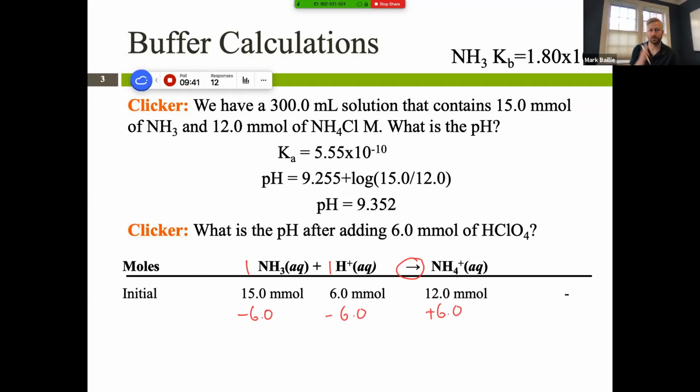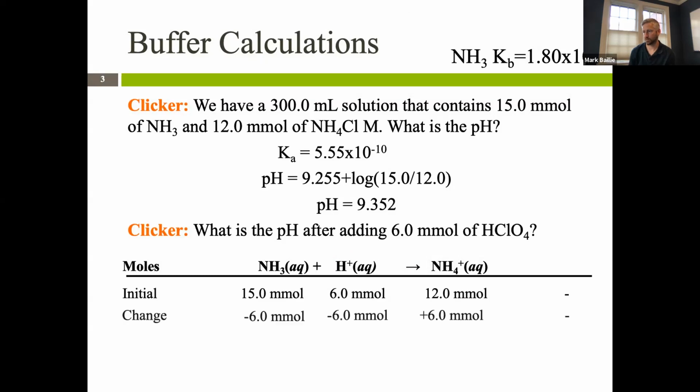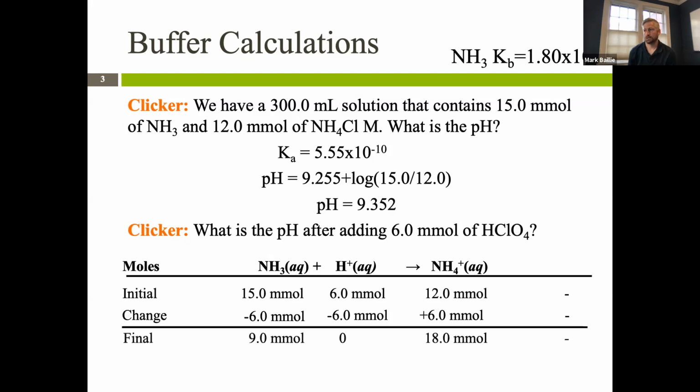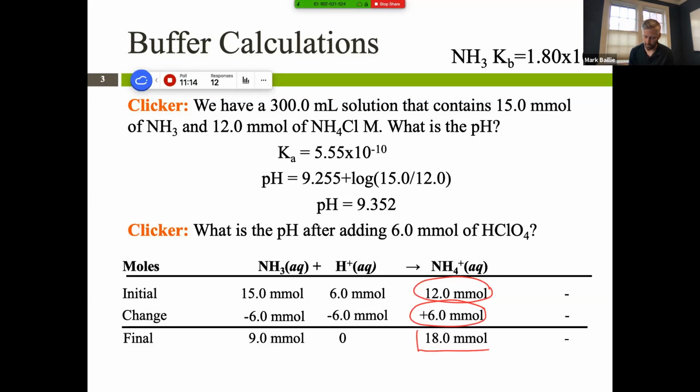Great. Every one used up on the left produces one on the right, and we can only use up as much as the smallest amount that we have. So our H+ is our limiting reagent in this case. In the end, I think I have it more formally written out. We use up all the H+, so that's going to be 0 in the end. And we have 9 millimoles left of our NH3. In the process of doing that, while we started with 12 millimoles, we added to that with every one of NH3s that was protonated in the neutralization reaction. So we have a total of 18 millimoles of our NH4 plus.